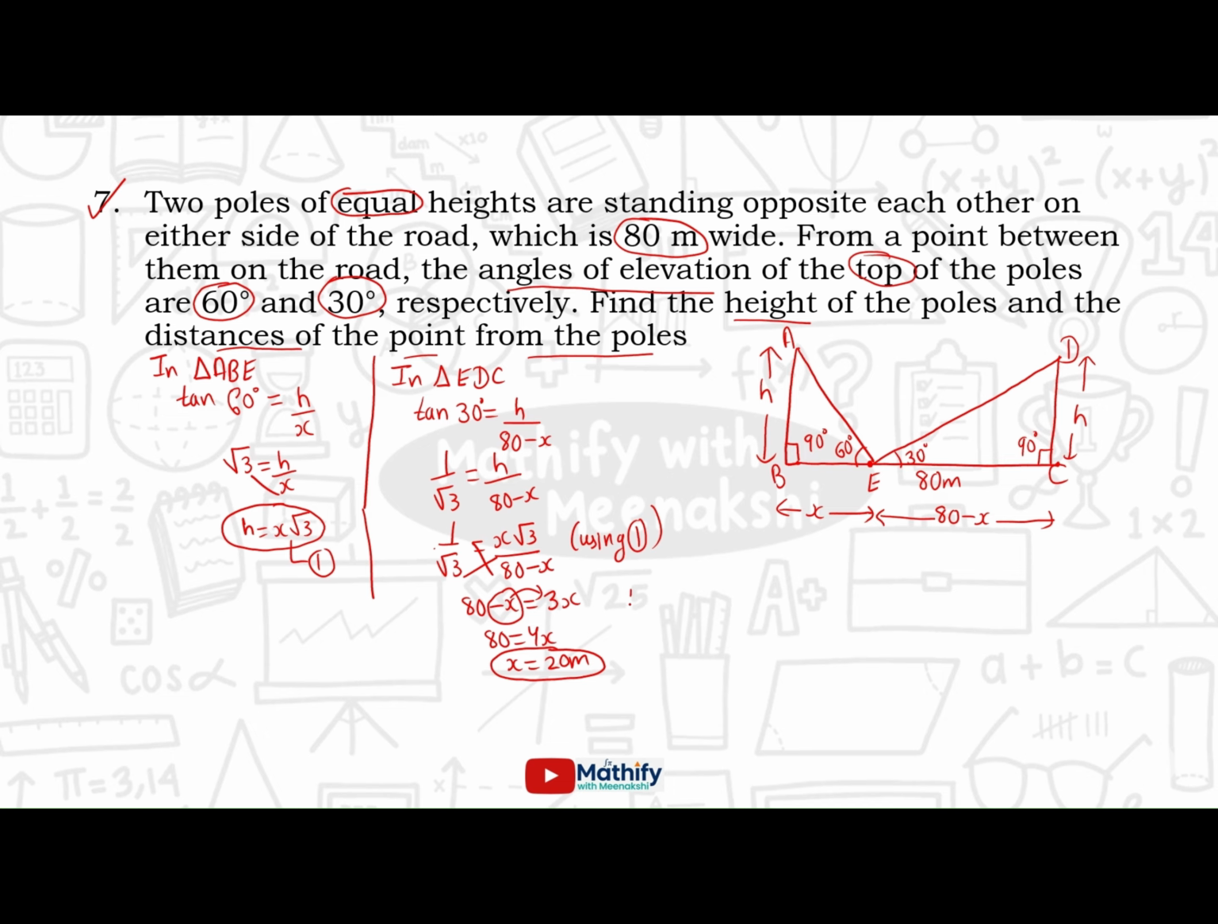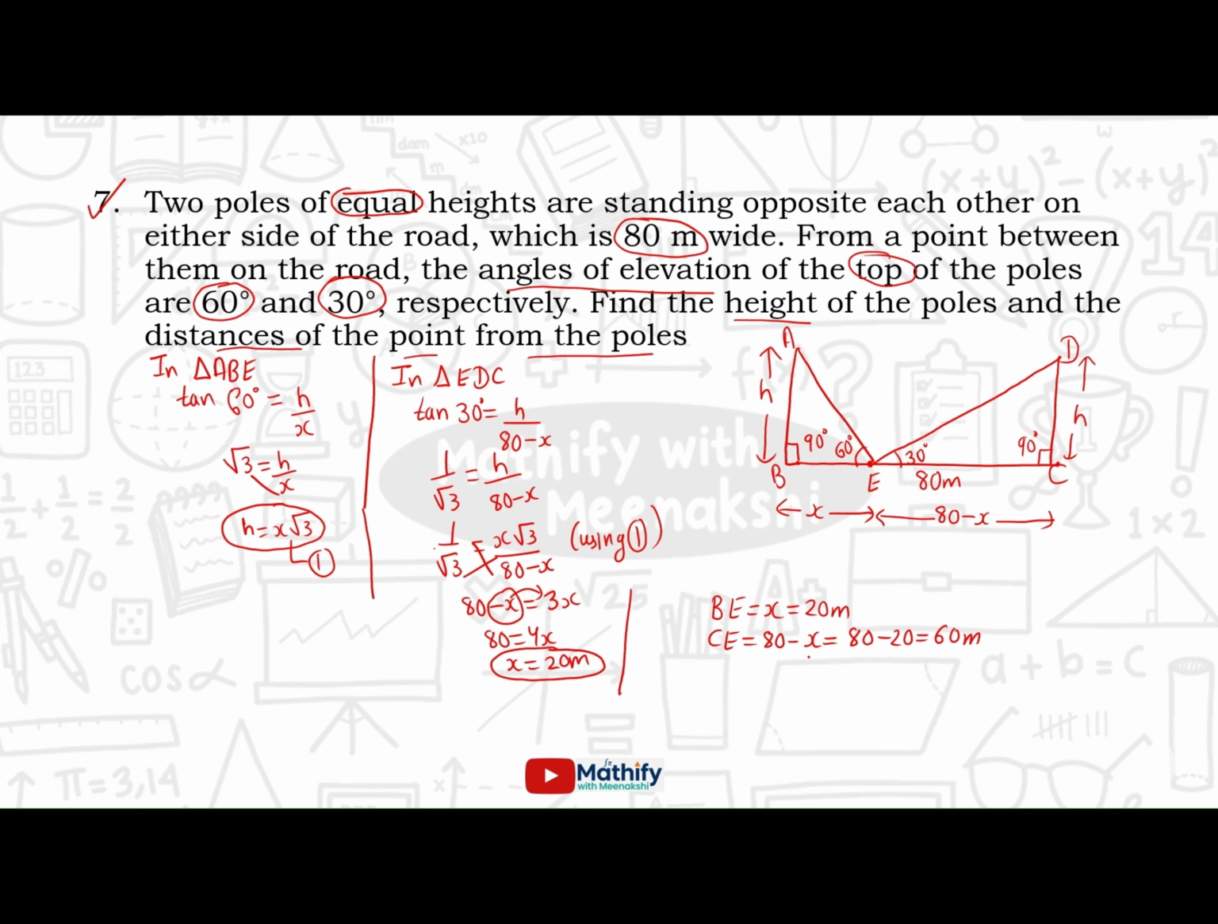That means your BE, just write what is your BE? That was x is equal to 20 meter. And your CE is equal to 80 minus x. That is 80 minus 20, 60 meter. So we have found the distance of the point from the poles.